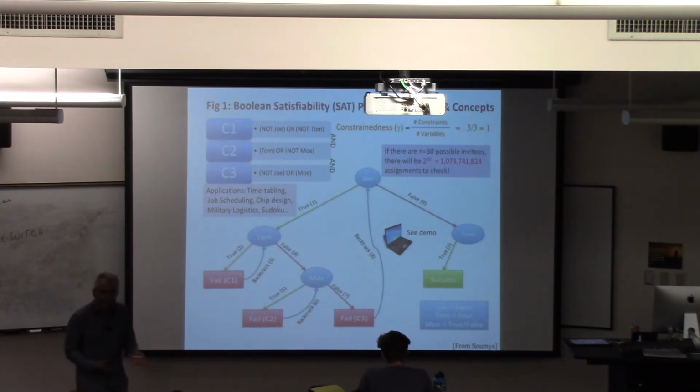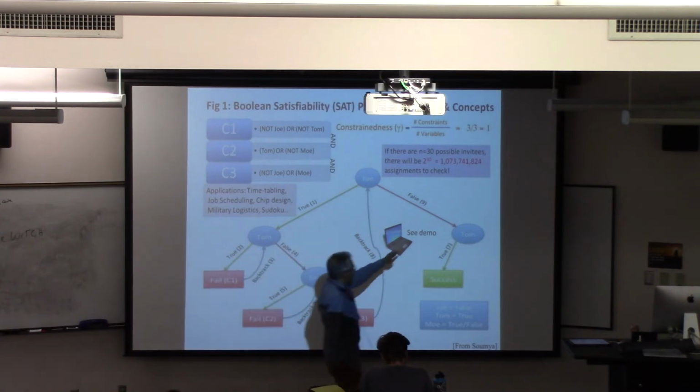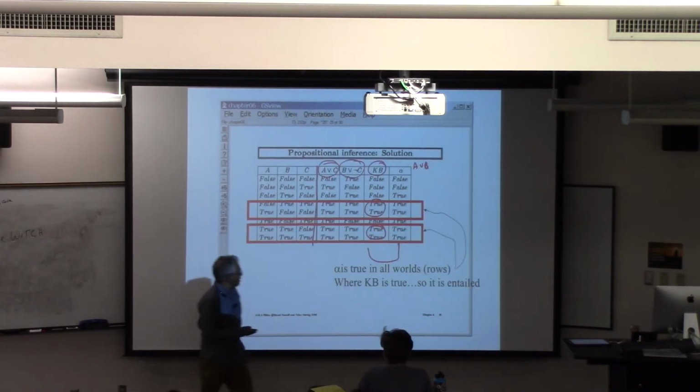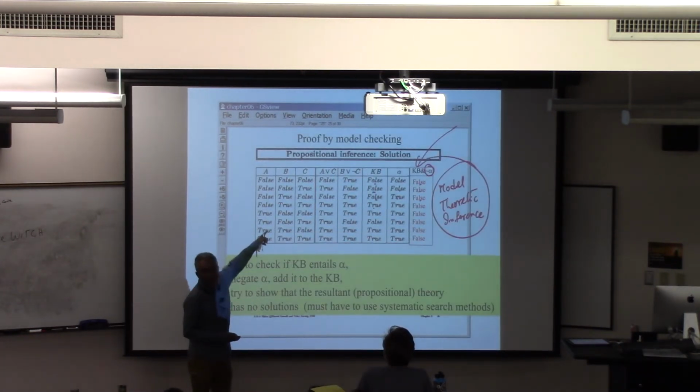My question is, is there a configuration of parties that I can throw where I can say I will send the invites and only those people will come, and then I will know that will be a successful party because all constraints are satisfied? The question then is, how do you solve this? One idea, of course, is to draw a table like this.